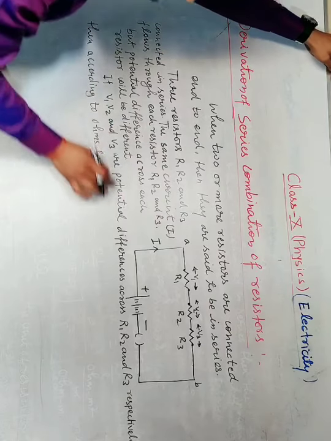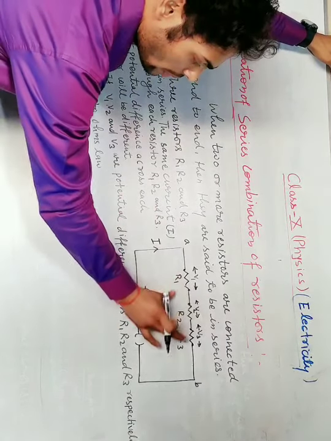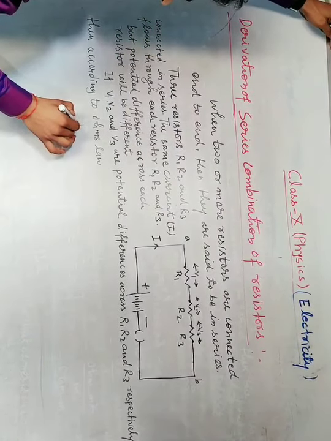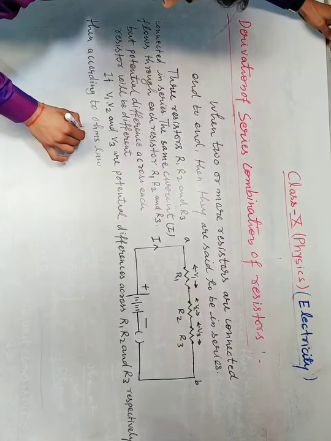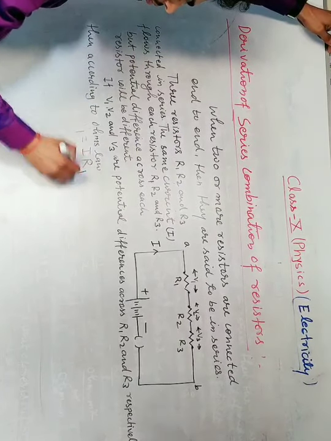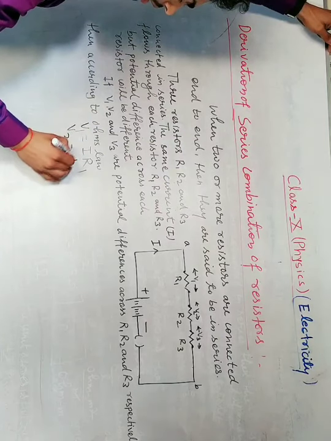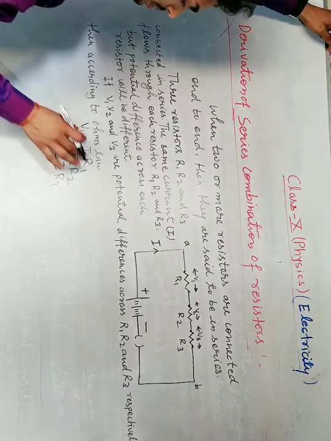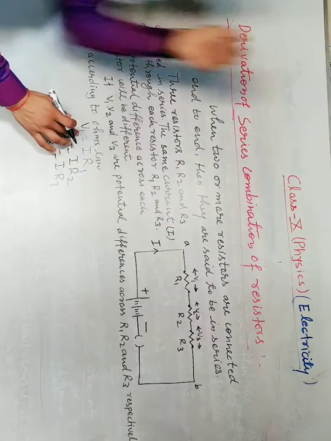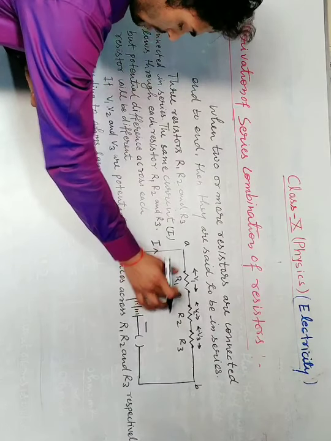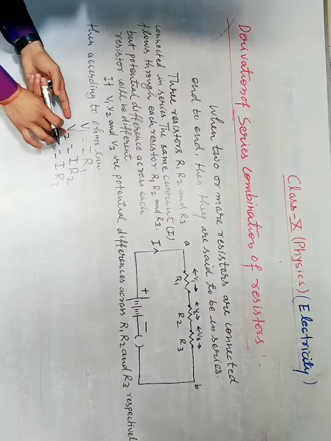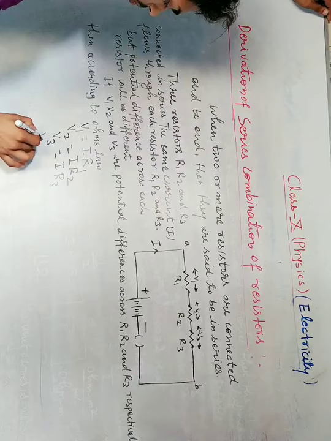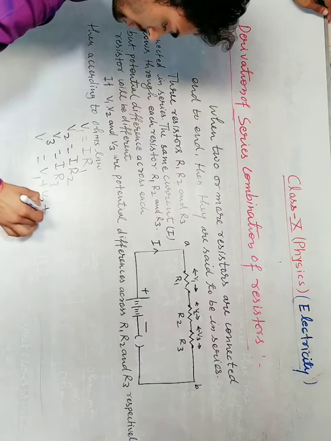If V1, V2 and V3 are potential difference across the resistance R1, R2, R3 respectively, then according to the Ohm's law, V1 equal I R1, V2 equal I R2 and V3 equal I R3. This is the Ohm's law formula. Then V equal V1 plus V2 plus V3.